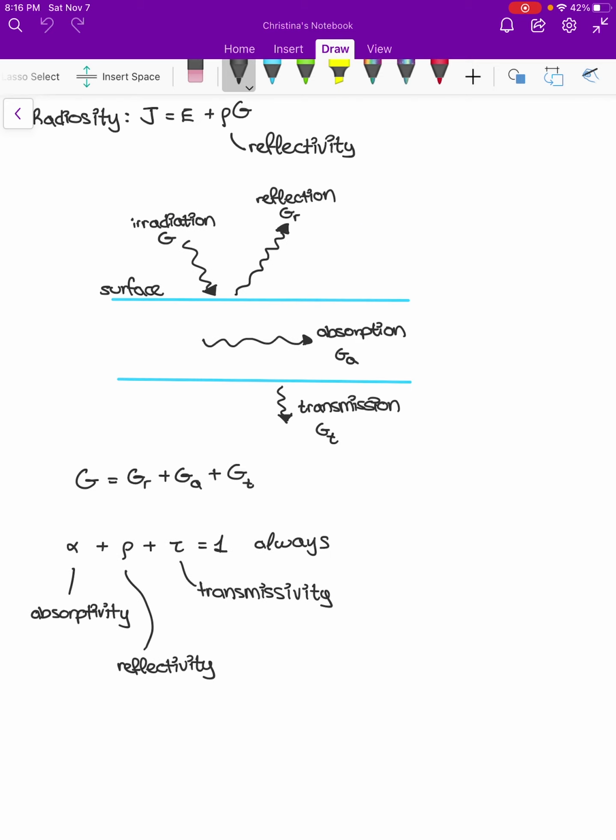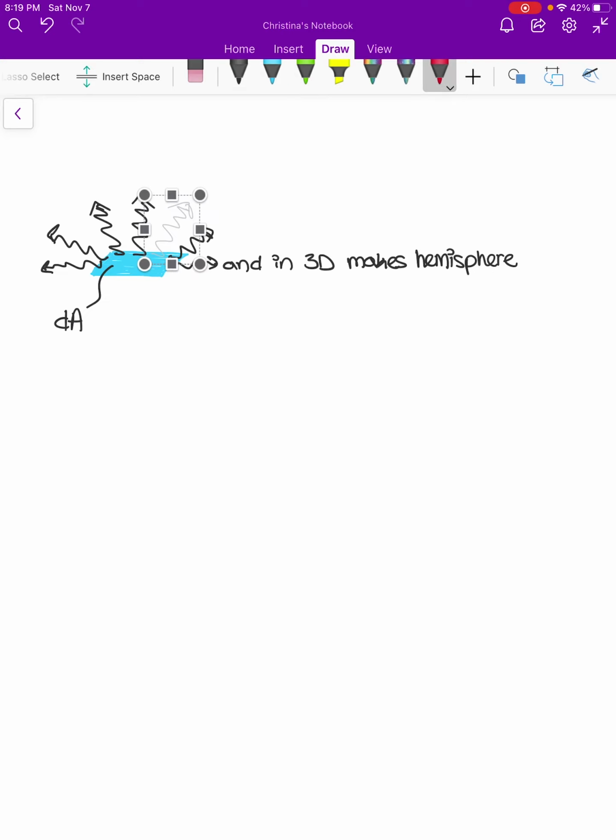Since these are all fractions, then their sum must be equal to 1. Going back to radiosity, radiosity accounts for all the radiation that is leaving a surface, and that is why it is the sum of emission and reflection. When radiation is leaving a surface, it scatters in all directions. So if we consider a small, flat area dA, the radiation it emits is along a hemisphere. Let's look at just a section of this hemisphere, such as this red arrow right here.